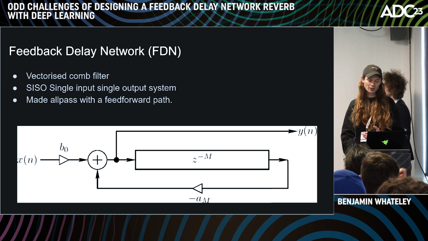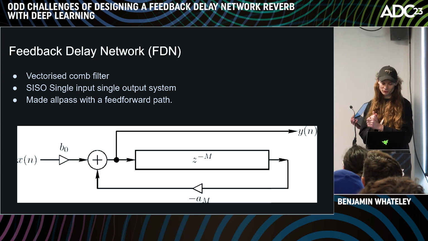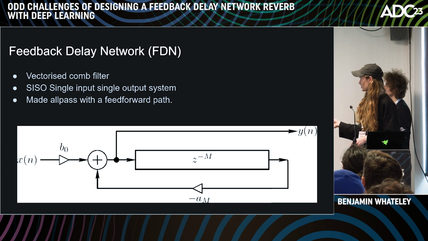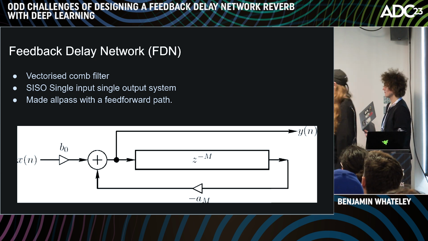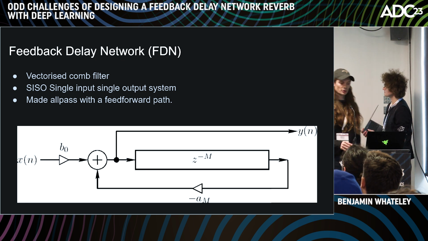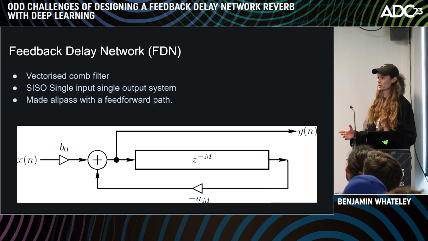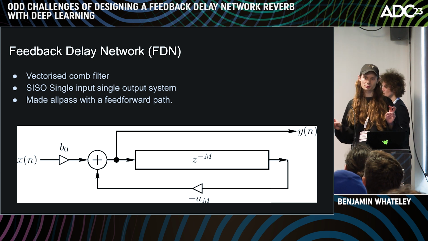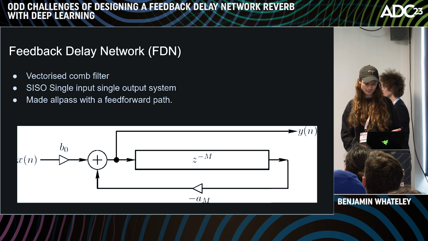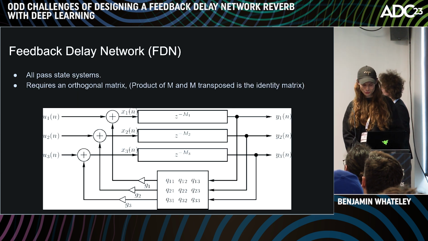It also can be described as a vectorized comb filter. So this is a single input, single output system, and it can be made all-pass by feeding a feed-forward path, not featured here, back into the system before the output. But with a multi-input, multi-output system, this is a little bit more difficult to configure, and that's why you need a Hadamard matrix or an orthogonal matrix to ensure that it's a unitary all-pass system. Okay, so that's what I've just talked about.